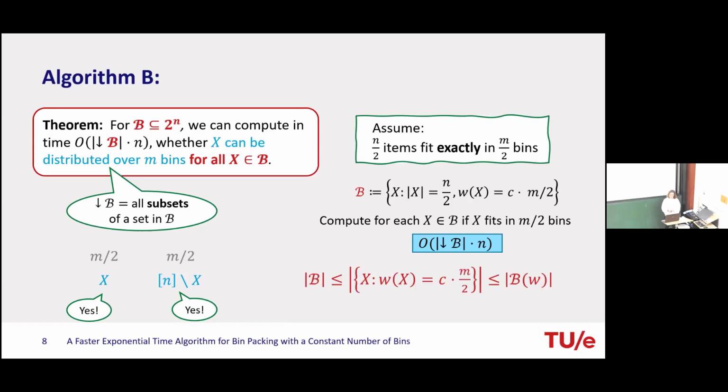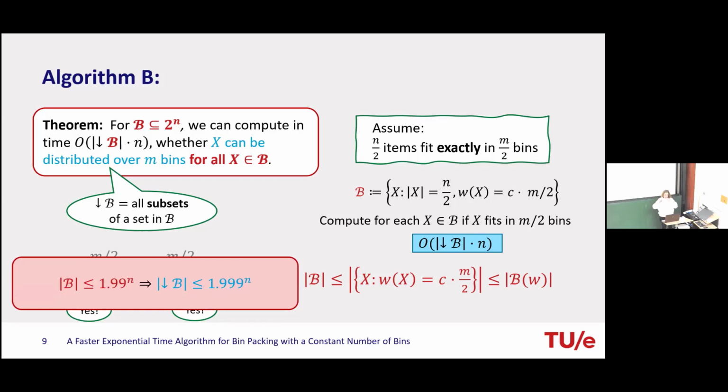And for the runtime analysis, we have to look at the down closure of B. And this is where we use the fact that B of W is small. See that for B, we actually restricted all of these things to be of a certain weight. We say that the weight of x should be equal to c times m over 2, so it's a very specific weight. And so if we combine this with the number B of W, then we can also bound the size of B. And since B lies roughly around all these items of size n over 2, we can then conclude that also the down closure is something smaller than 2 to the n. It's a bit hand-wavy, but I hope you get the gist of it.